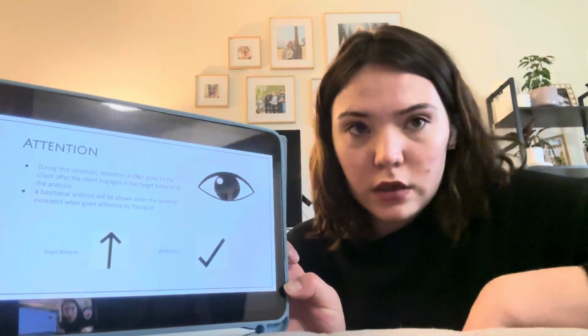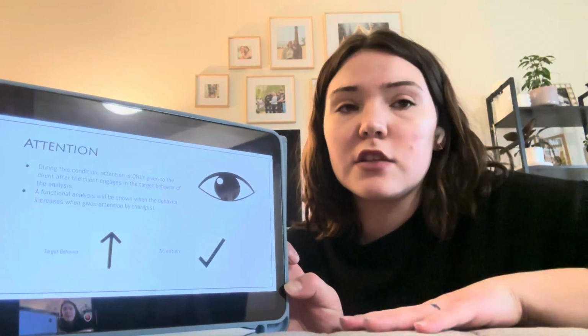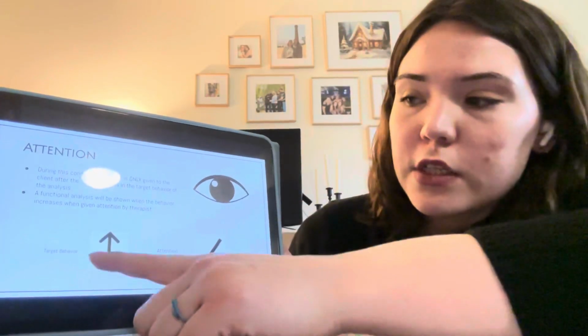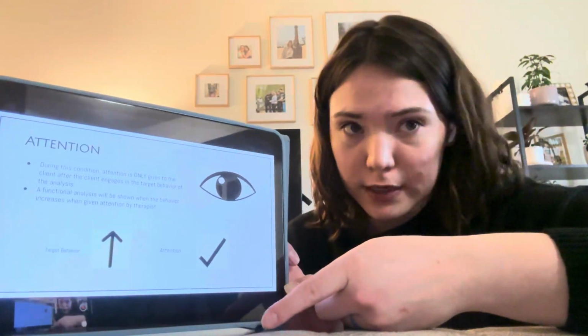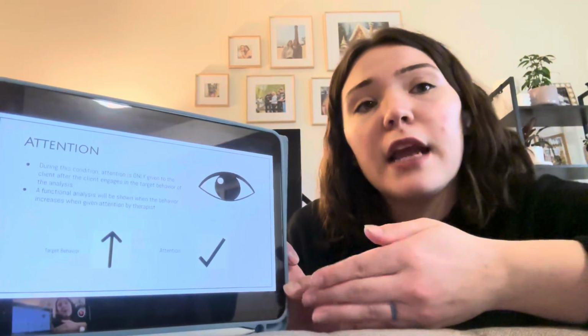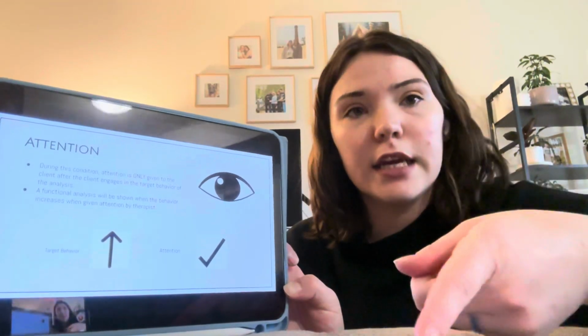So in a functional analysis, to determine that there's a functional relationship between attention and the behavior, the target behavior will increase when only attention is present. So they're going to want to keep gaining that attention, so they're going to keep engaging in the behavior, so that way they can get your attention.